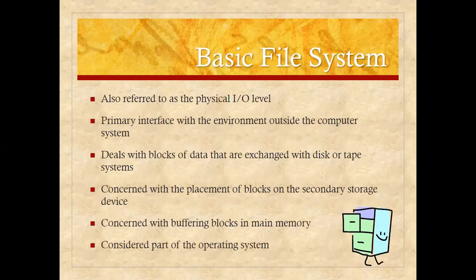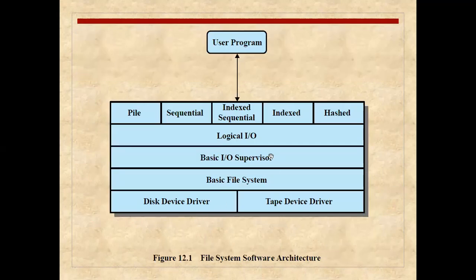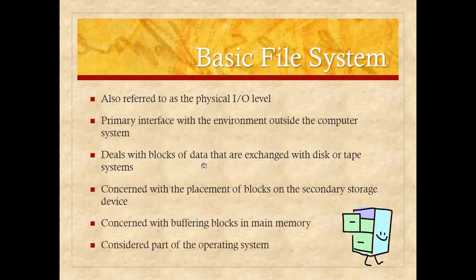Then the second part is the basic file system. As you can see here in the diagram, the next one is the basic file system. It is also referred to as the physical IO level, the primary interface with the environment outside the computer system.